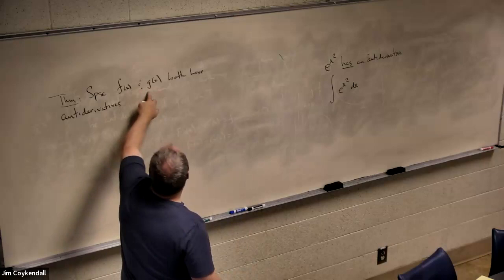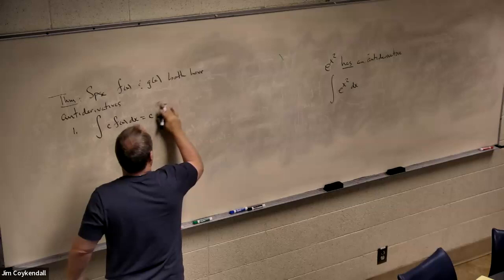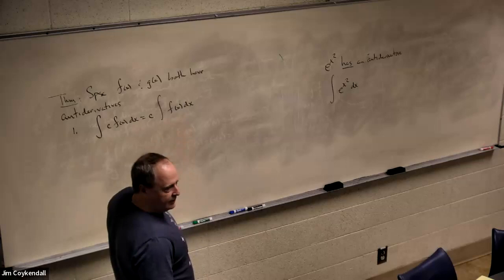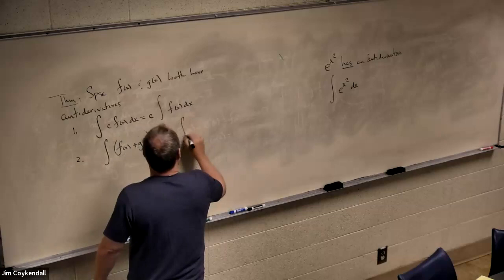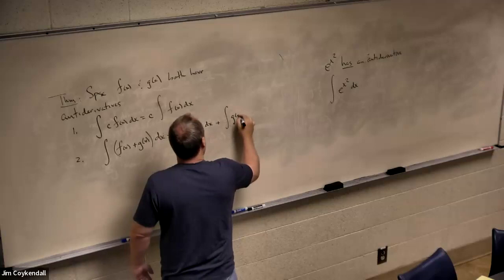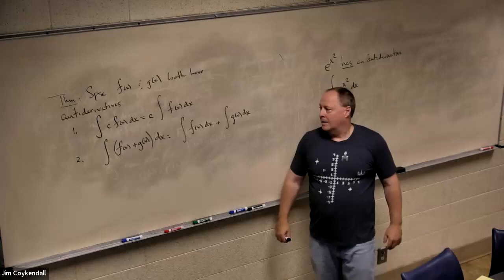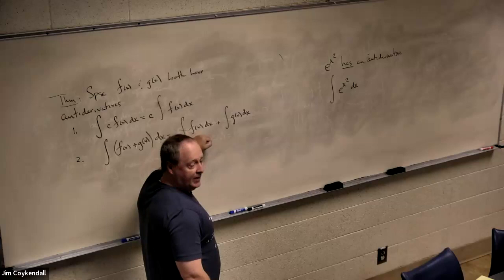So suppose f and g are any two functions that have antiderivatives. Number one, to take the antiderivative of a constant times your function, it's the constant times the antiderivative. And two, if you want to take the antiderivative of a sum of two, you can just break this up. And that's good, because the derivative of this is f of x plus g of x, and the derivative of this is the derivative of this, which is f of x, plus the derivative of this, which is g of x.